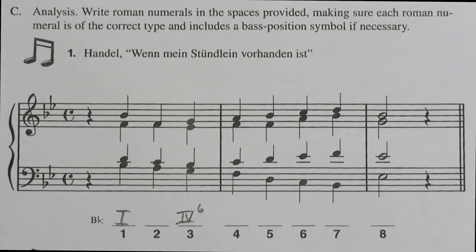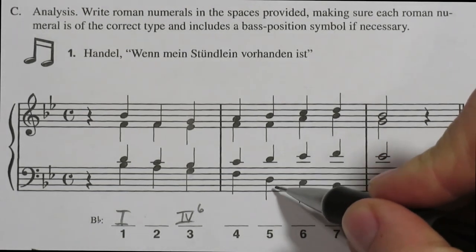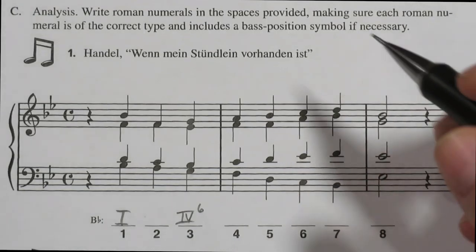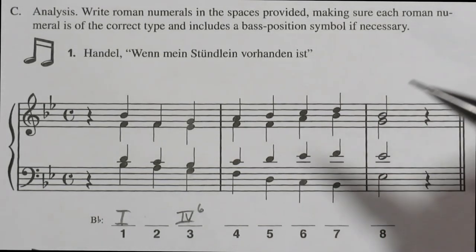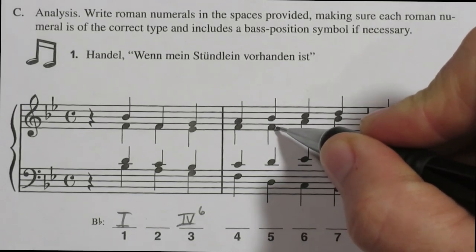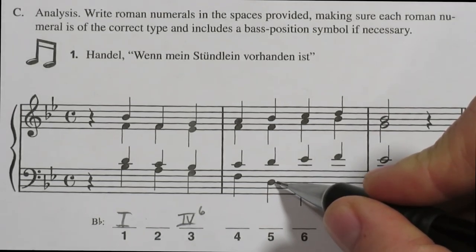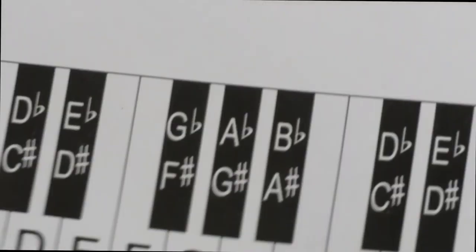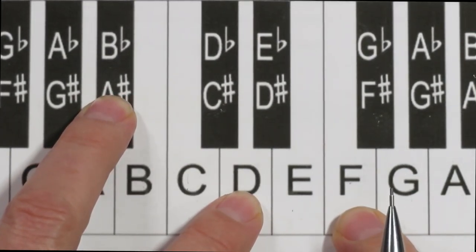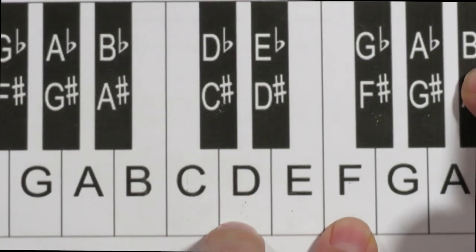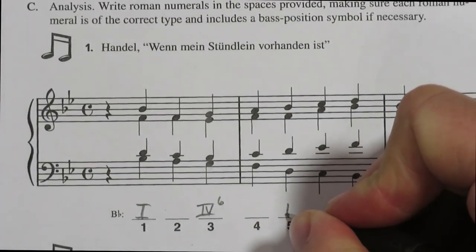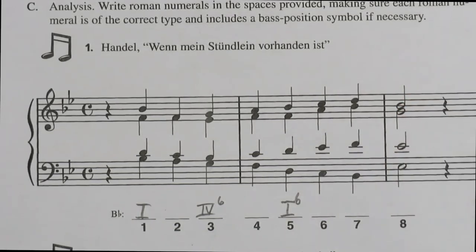Now, number 5. We have 2 Ds, an F, and a B flat. Okay? So, if you remember, the chord tones in the B flat major chord are B flat, D, and F. We have all those, B flat, D, and F. But now the D is in the bass. So, you have the B flat major triad, B flat, D, and F. If the D is in the bass now, we have the first inversion. So, it's a one chord in first inversion.